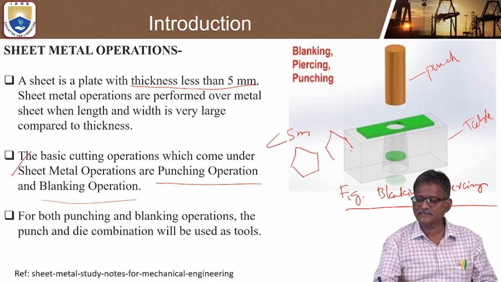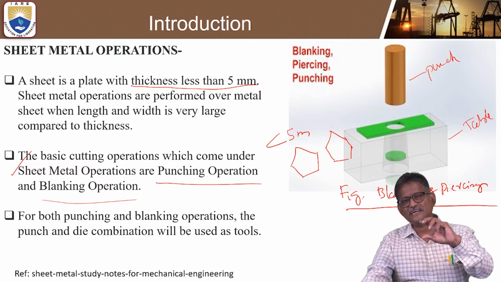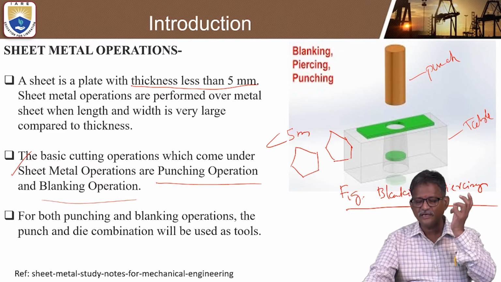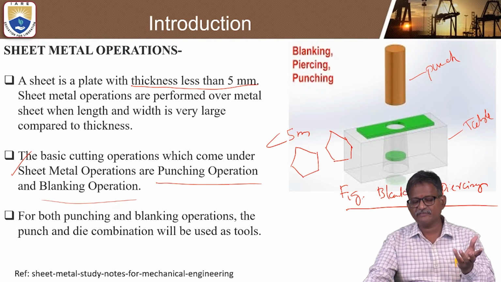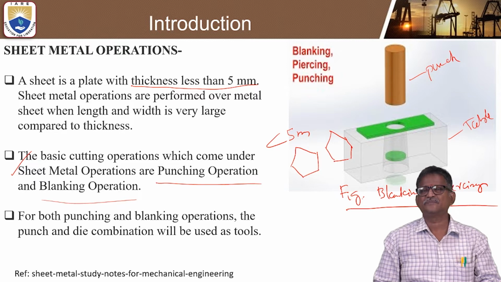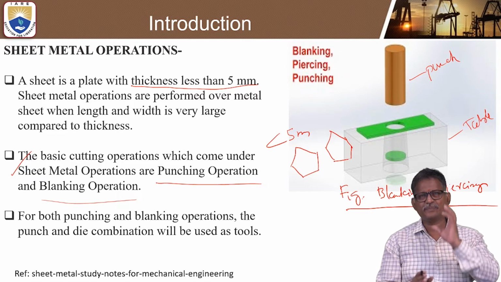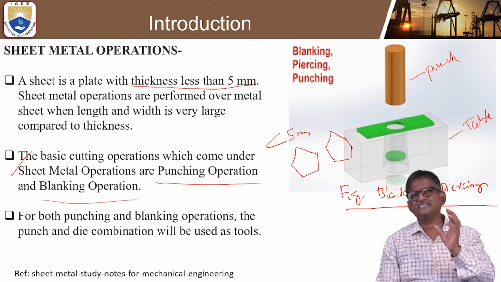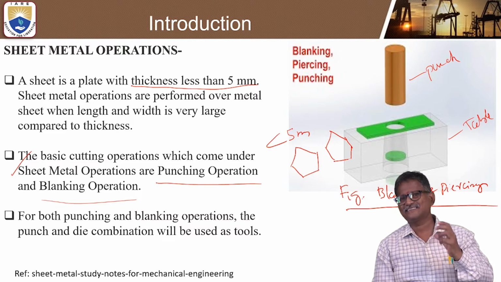So you need to understand that both the punching and blanking operations are a combination of punch and die as tools, and that describes the importance of blanking, piercing and punching. This is the basic introduction to sheet metal operations. I hope the students can understand clearly.